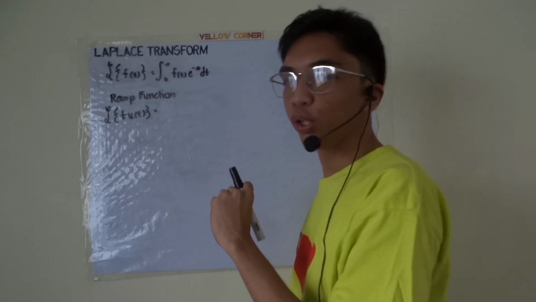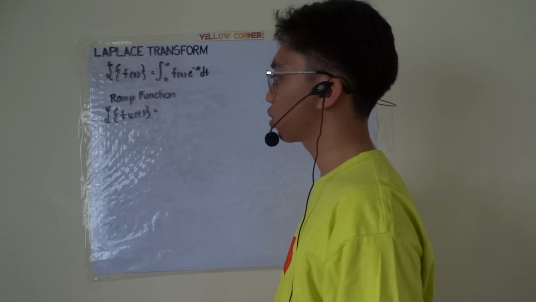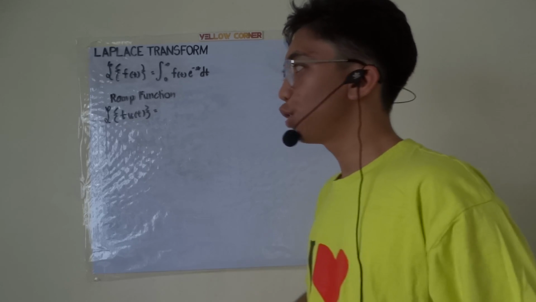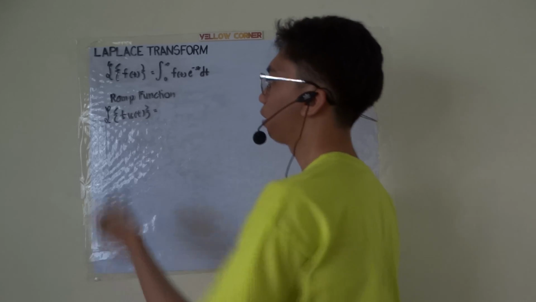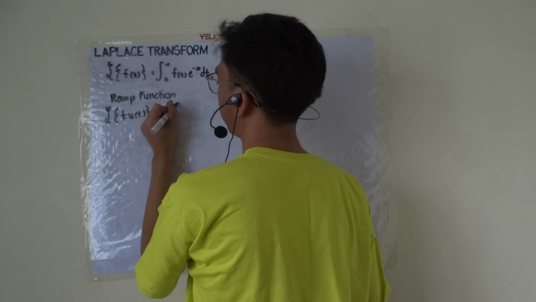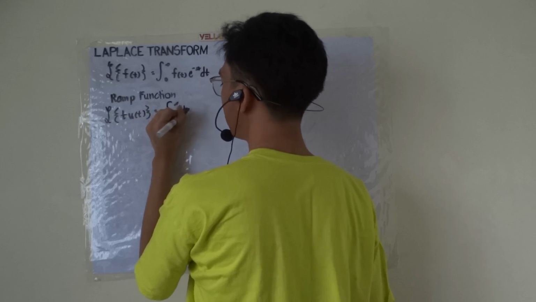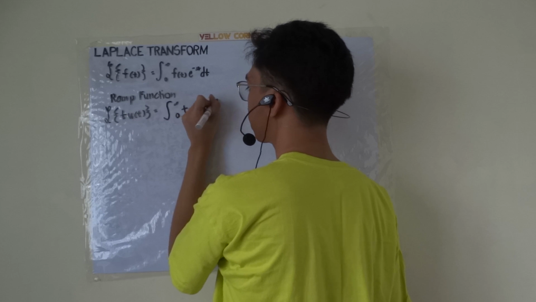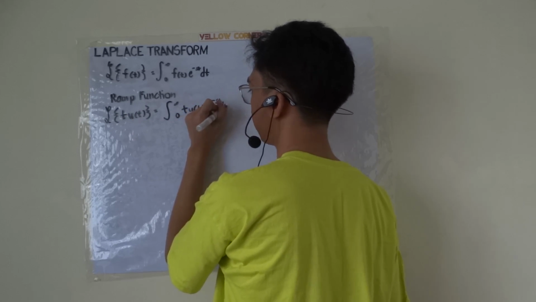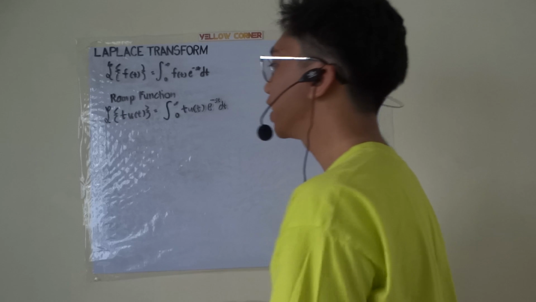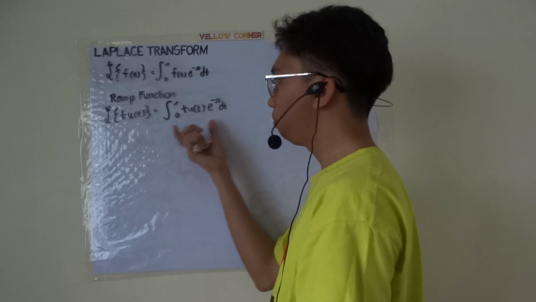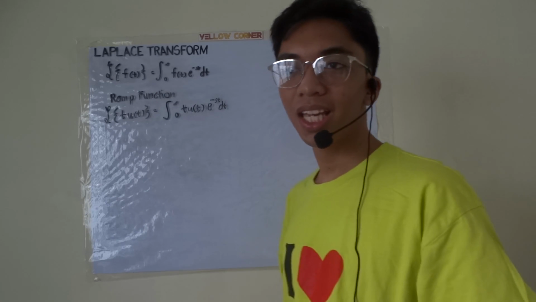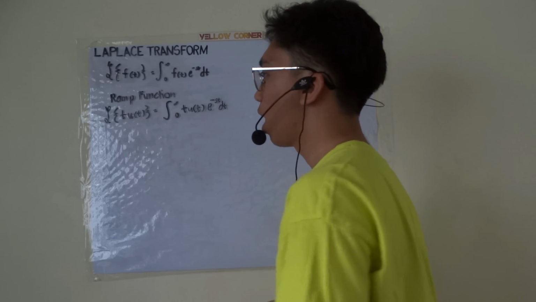And for our third example, we have the ramp function, the Laplace transform of t u of t. We have the improper integral of t u of t times e raised to negative st dt. And since we have a combination of two different terms, we will use the integration technique, integration by parts.